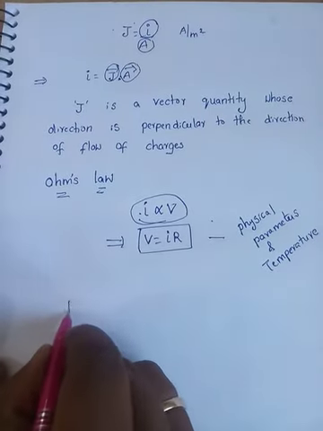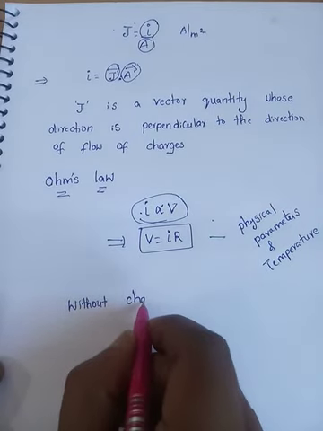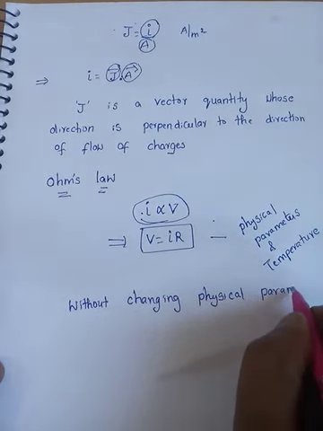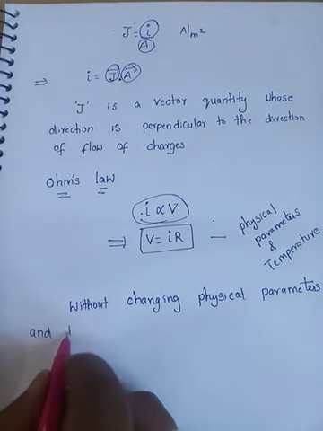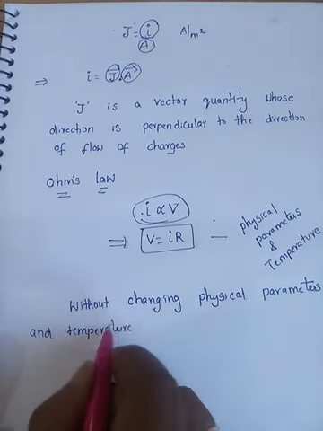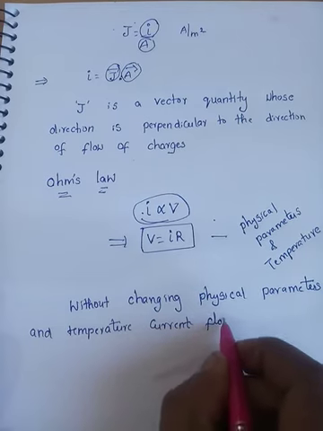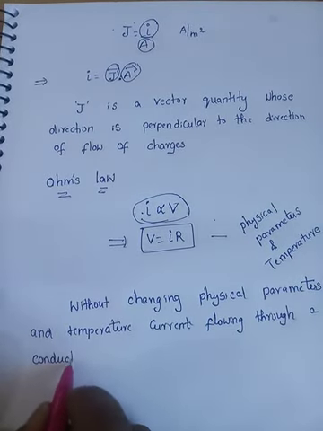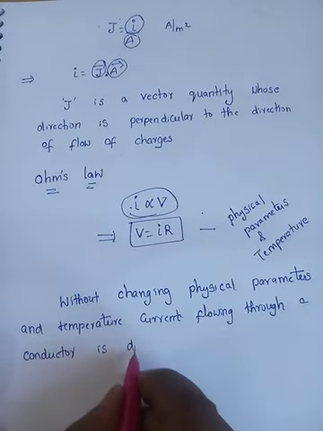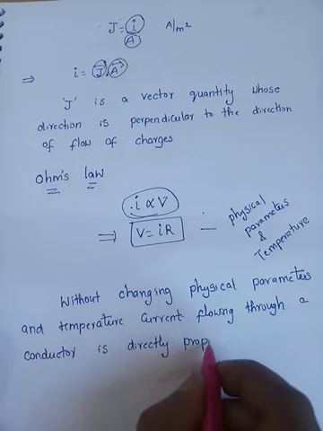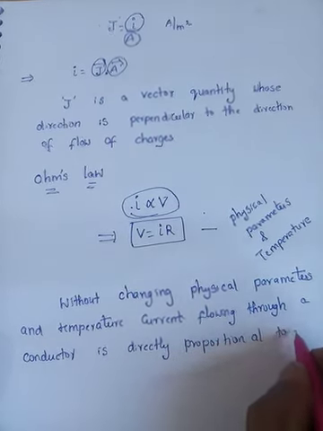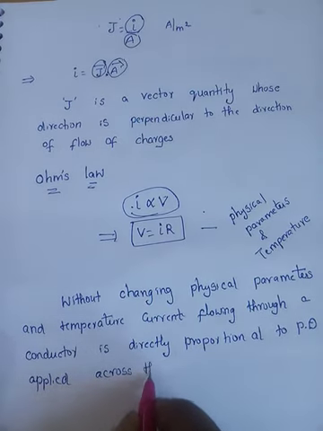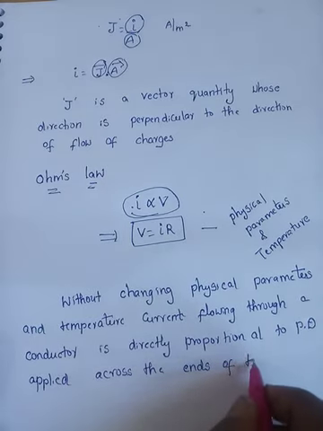So we can write this law as: without changing physical parameters and temperature, current flowing through a conductor is directly proportional to potential difference applied across the ends of the conductor. Very, very important law.